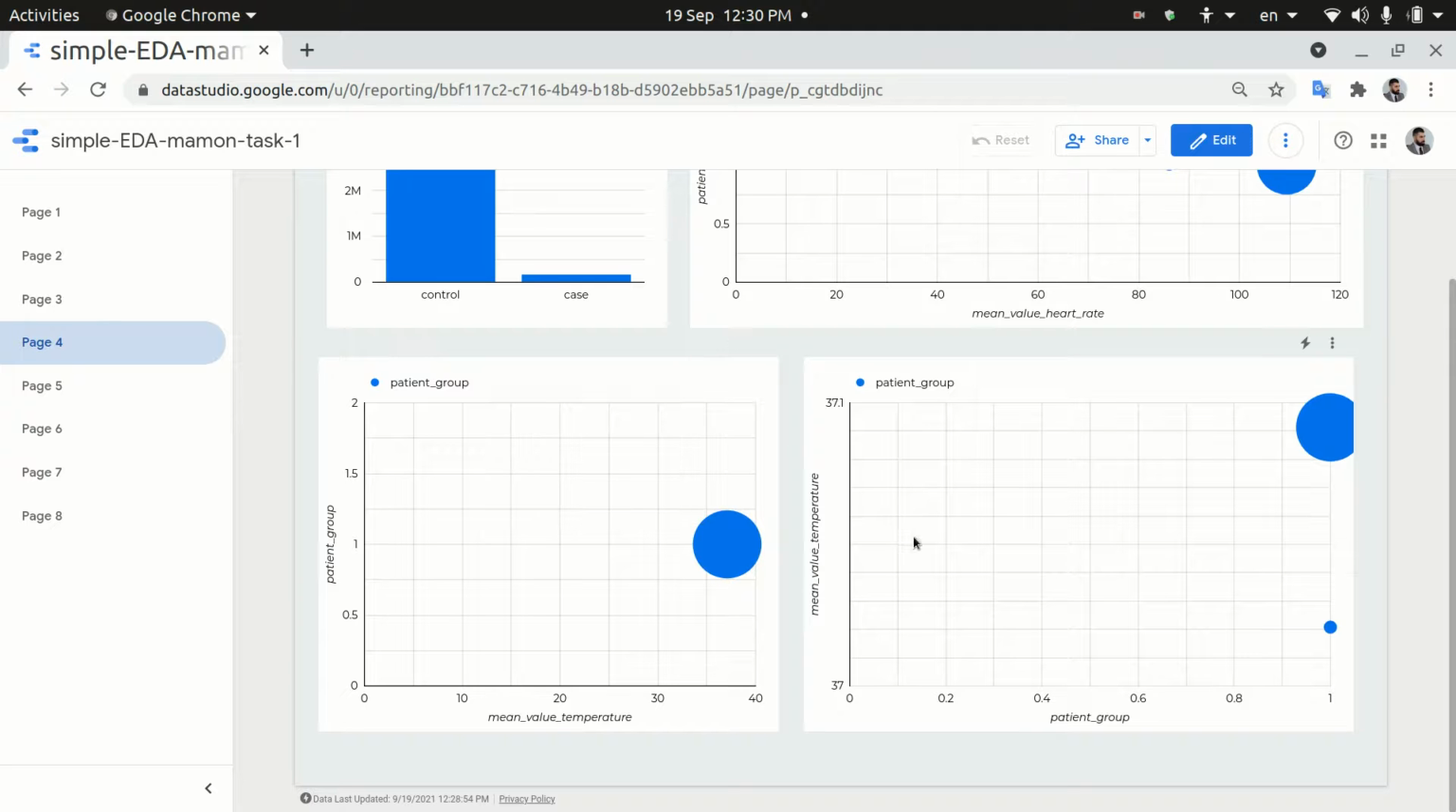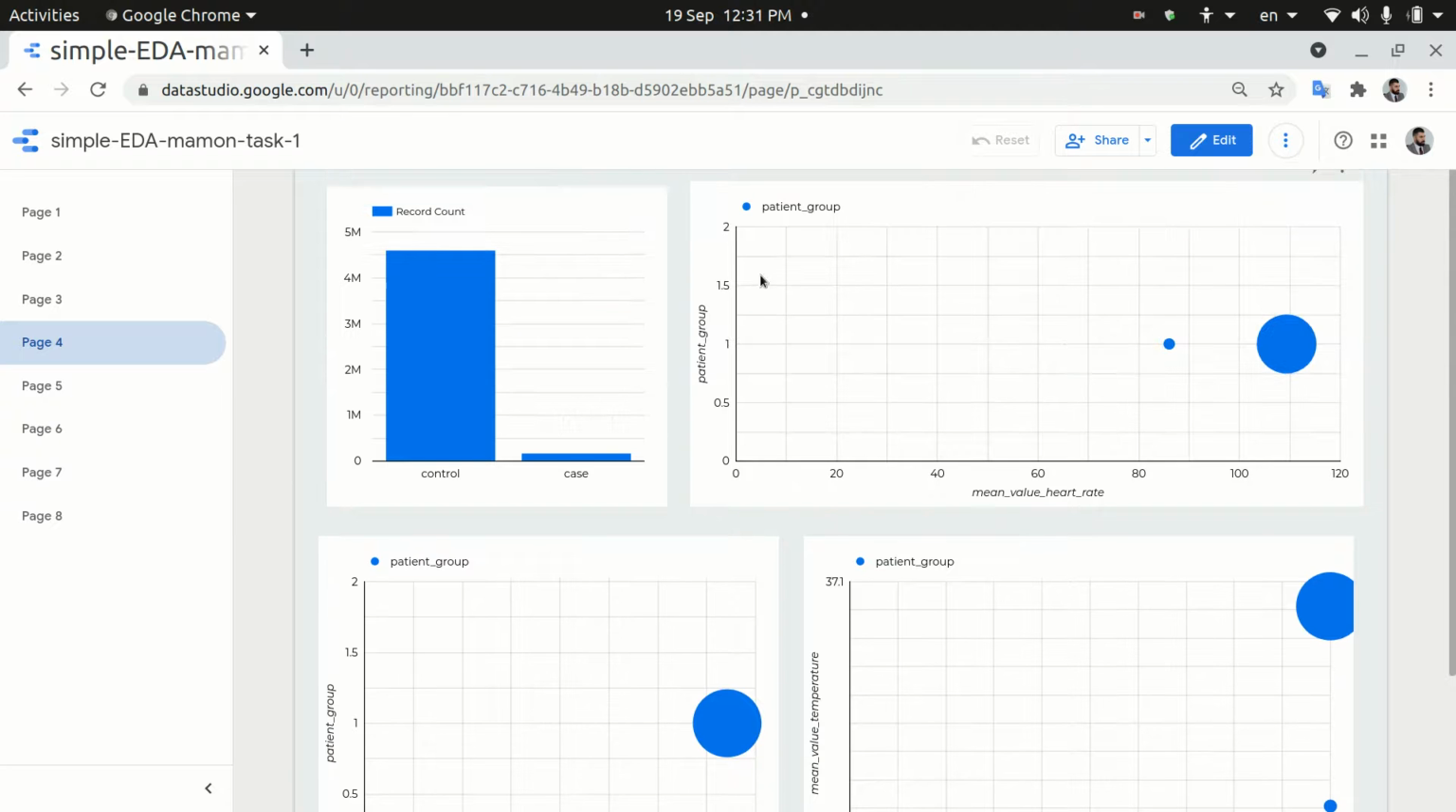So I flipped the y and x axes so you can see the separation. There is only a tiny difference between them in temperature, 37.02, 37 point something. This is the average. So temperature is not a very good discriminator between the two, but it can help or not; you should explore it in the model. While the heart rate is something that's crucial.